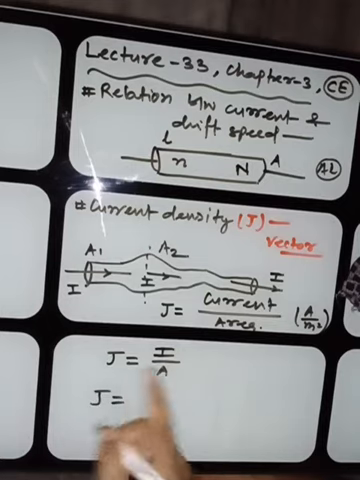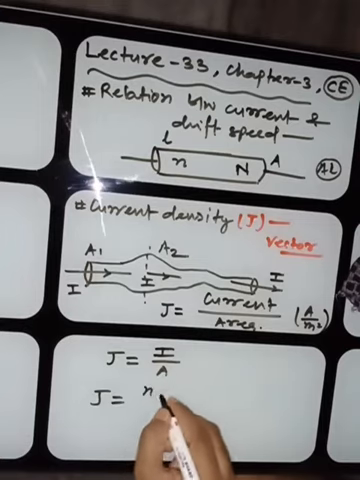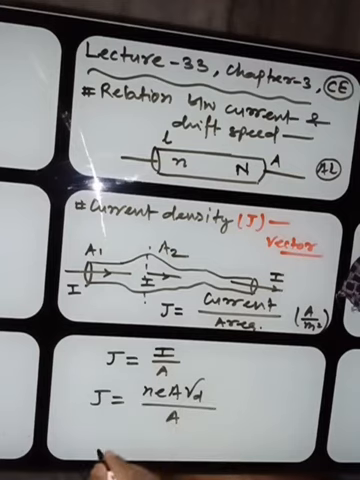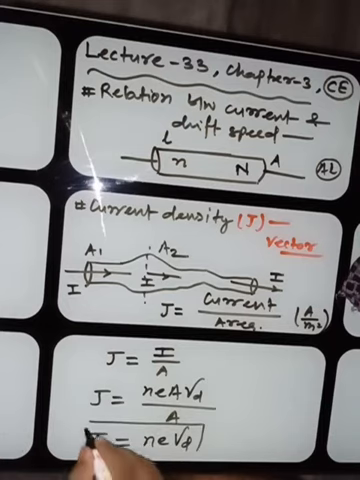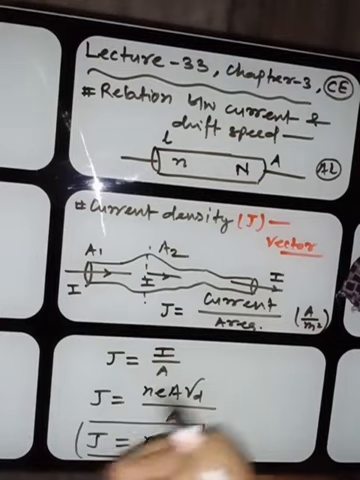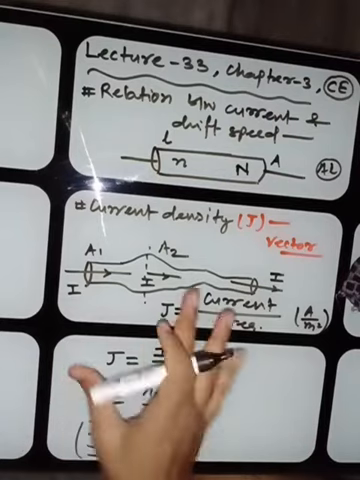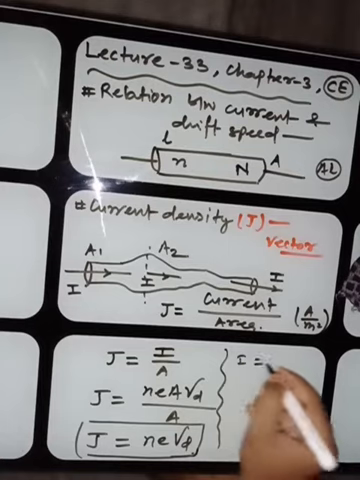Now, my dear student, we can write this equation with another relation also. As we know, I, we have already studied, in terms of drift speed is nEAvd. Over A, A will be cancelled out. So J, that is the current density, will be written as nevd. So this is the relation between current density and drift speed. If you are asked to write or define the current density, you can represent it in this way. Remember, here I is constant through this conductor.